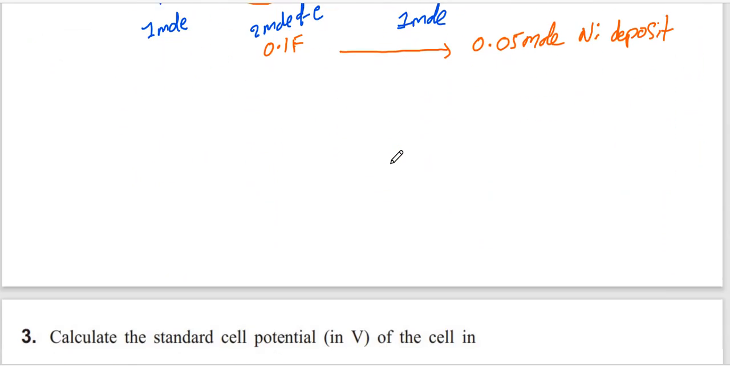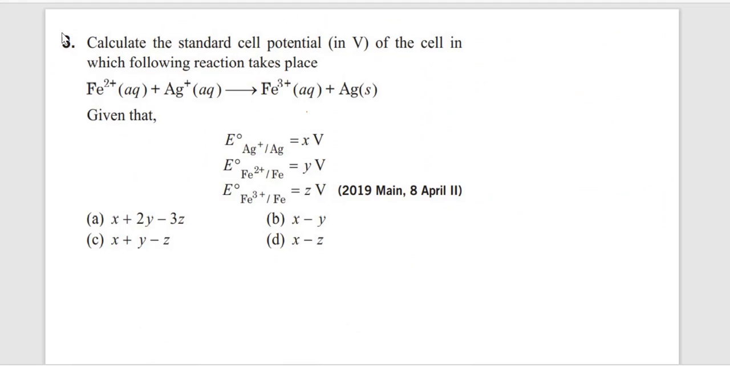Next. Question number 3. Calculate the standard cell potential in volt of the cell in which the following reaction takes place. Here Fe2 plus converting into Fe3 plus, that means oxidation. Next Ag plus is converting into Ag, that means reduction. Right.